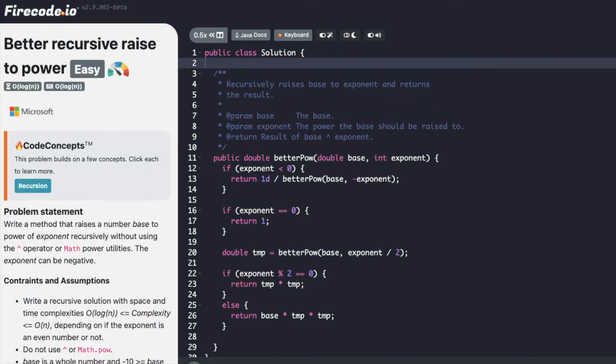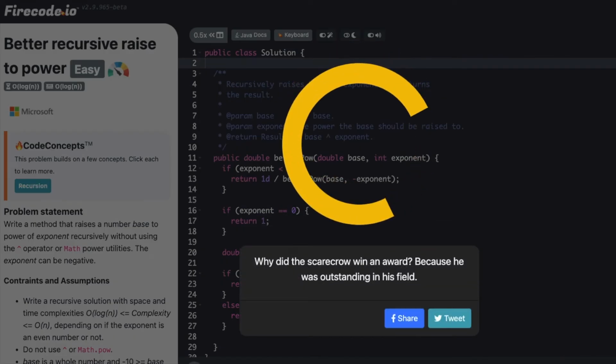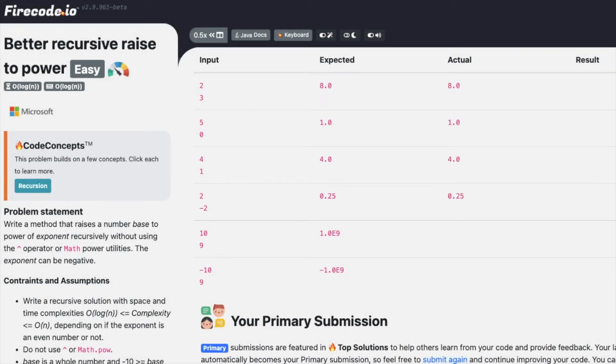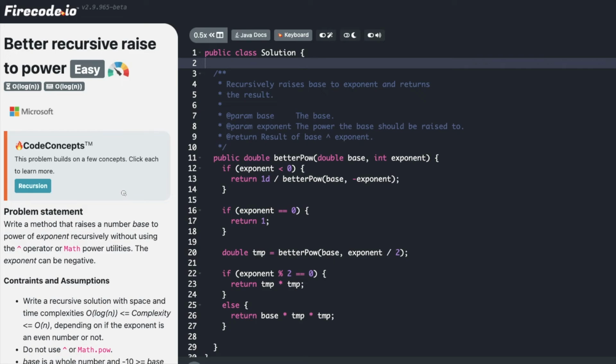So let's take our code and submit it to Firecode and make sure all the tests pass. Okay, everything looks good. So let's have a look at our algorithm in terms of our time and space complexities, where our target was time and space complexity of the order of log of n, n being our exponent. The time and space complexity analysis is kind of similar for both.